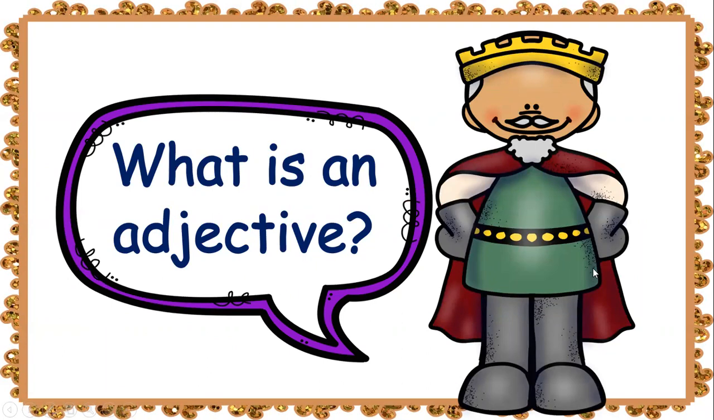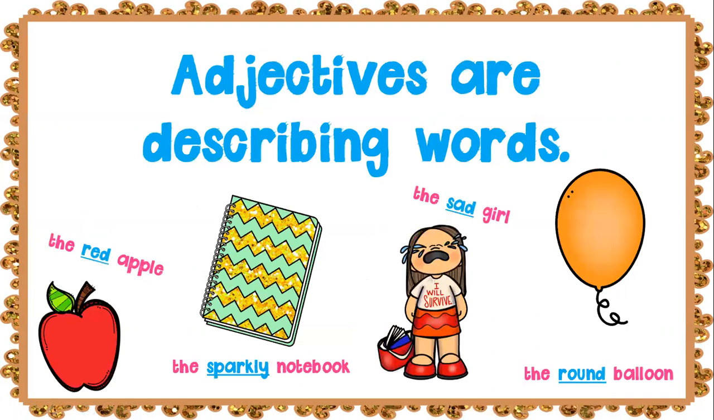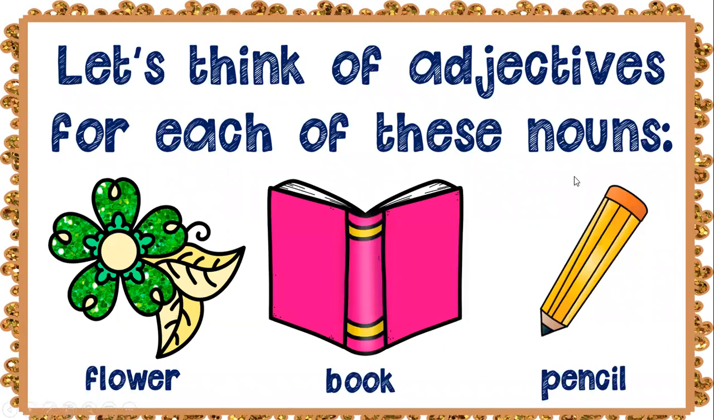What is an adjective? An adjective is a describing word. It describes a noun and tells you more descriptive words about a noun. Let's think of adjectives for each of these nouns. Think of a couple of adjectives to describe the flower.